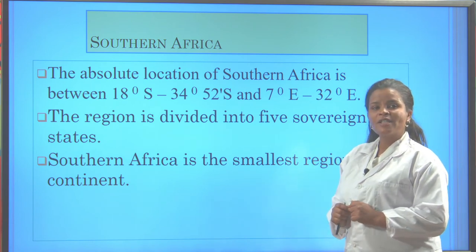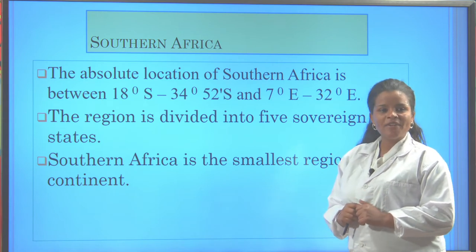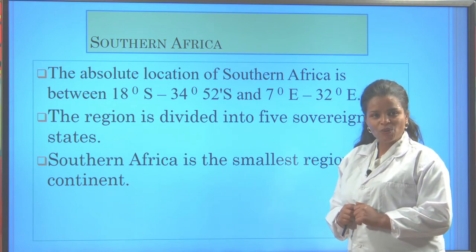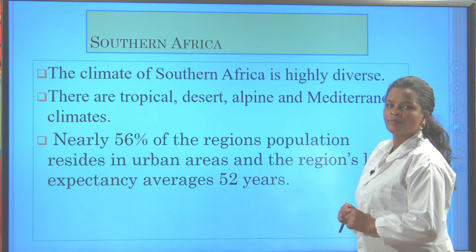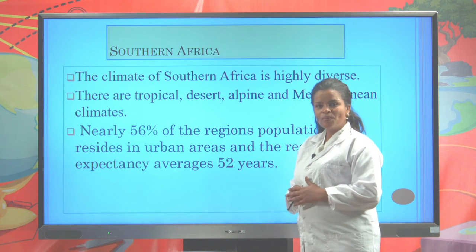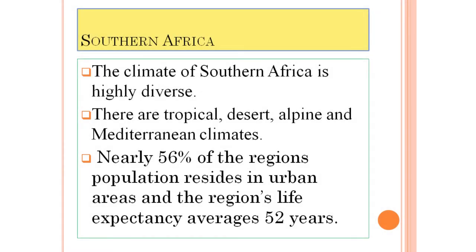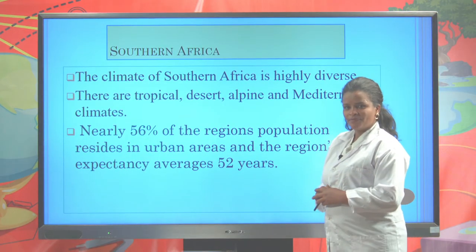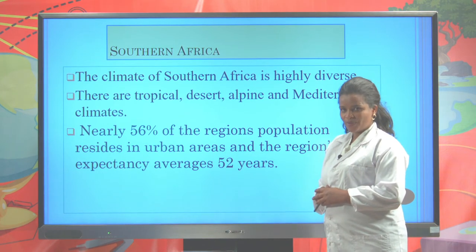The last and the smallest region of Africa is the southern part. Southern Africa is the smallest region of the continent. It is divided into 5 sovereign states. When you see the climate of Southern Africa, it is highly diverse. There are tropical, desert, and also Mediterranean climates found in this region. And also 56% of the region's population live in urban areas. The life expectancy of Southern Africa is 52 years.